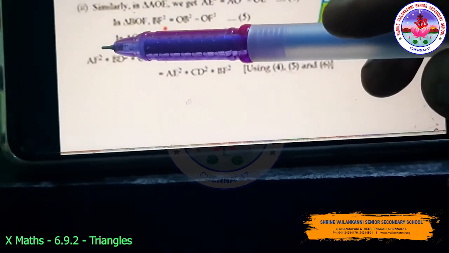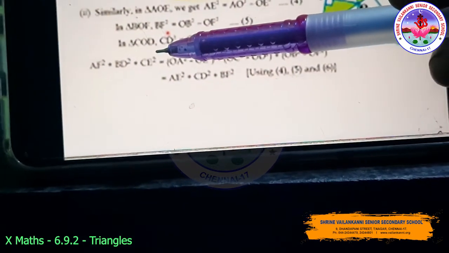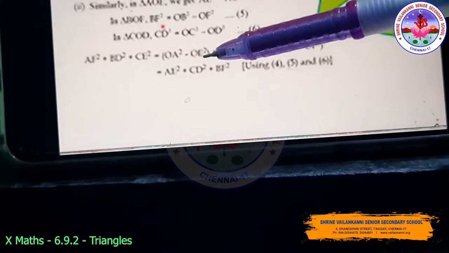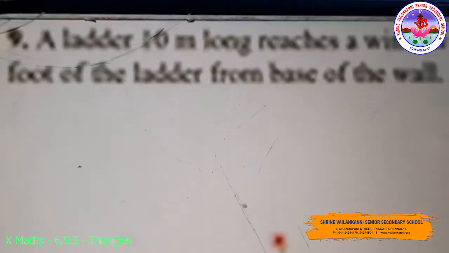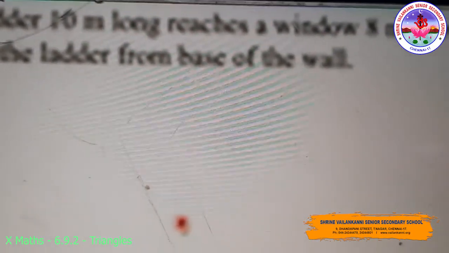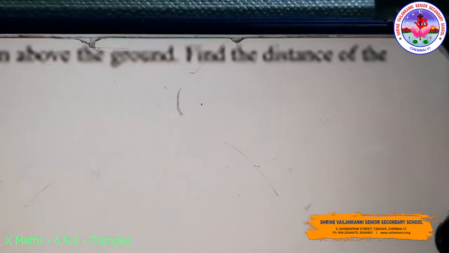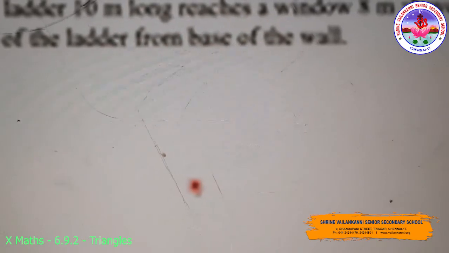Hence we got AF square plus BD square plus CE square, which is equal to AE square plus CD square plus BF square. Hence, ninth problem, a ladder 10 meter long reaches a window 8 meter above the ground. Find the distance of the foot of the ladder from the base of the wall.